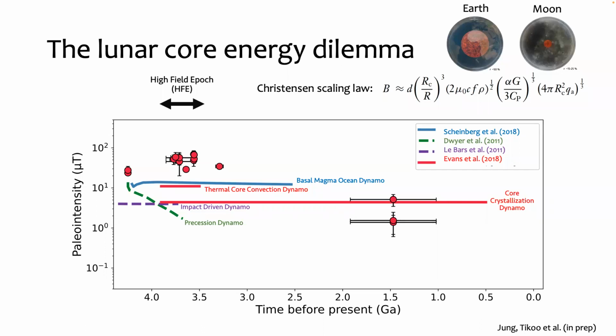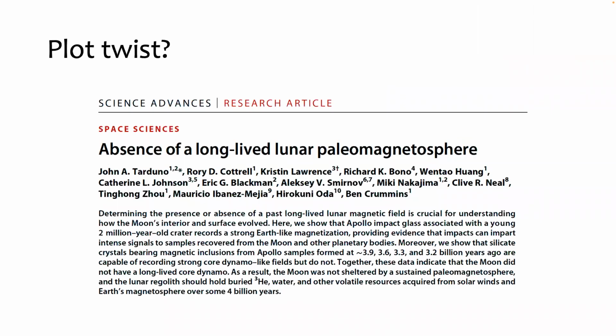So this lunar core energy dilemma probably led to some skepticism in the lunar paleomagnetic data. So recently there was this other paleomag paper that came out last year by Tarduno et al., which was called Absence of a Long-Lived Lunar Paleomagnetosphere. And what this paper did was they measured a number of Apollo samples with different ages.